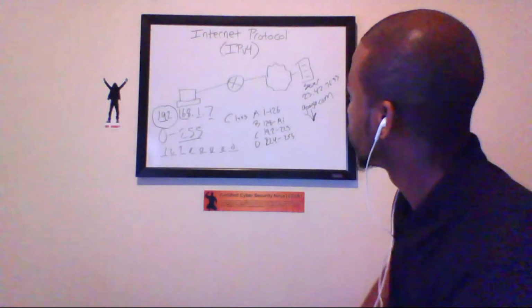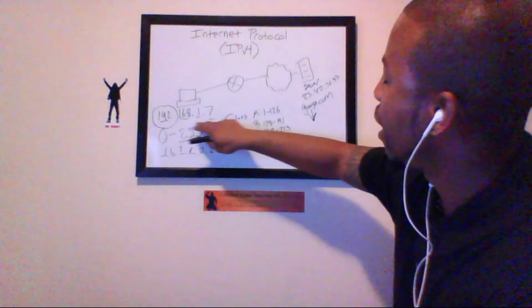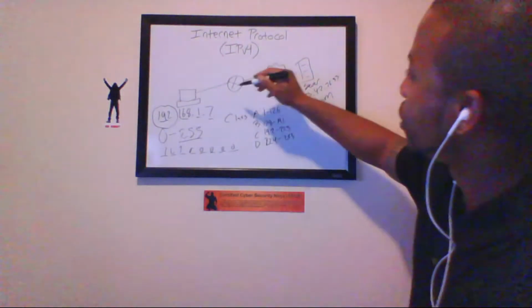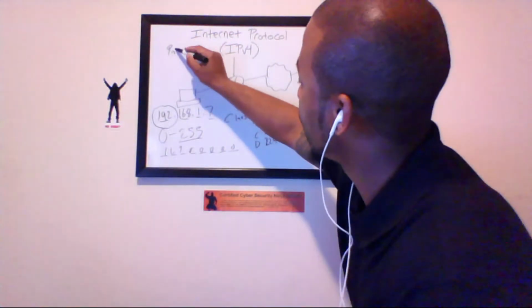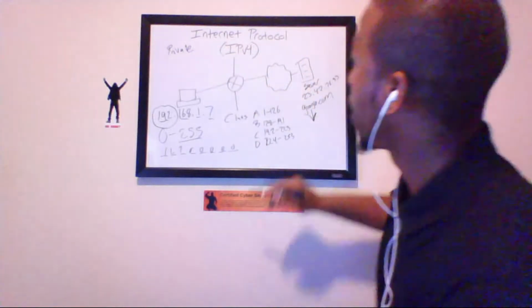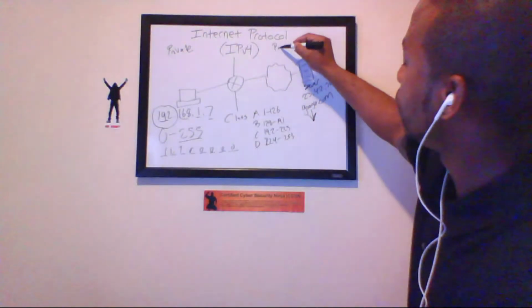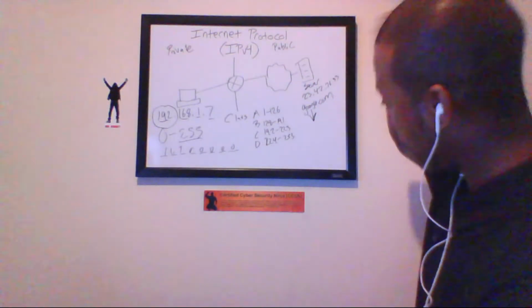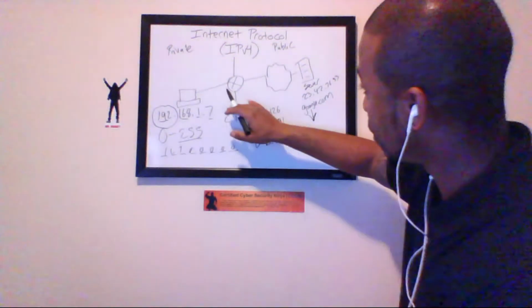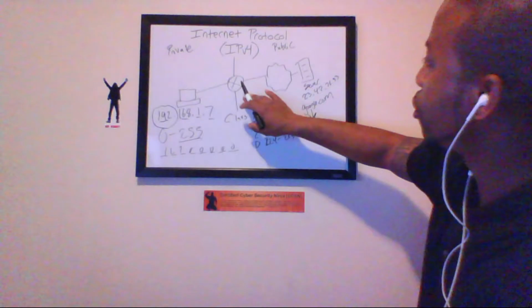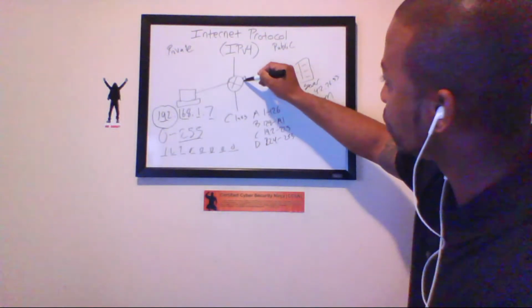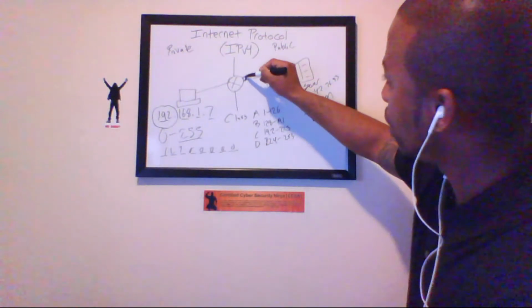So going back to the private IP addresses and public IP addresses, you have your router on this side of the network, you have your private network. On this side of the network, you have your public network. So what happens is when you type in "what is my IP" on Google, it's going to show you what the public IP address is of your router.